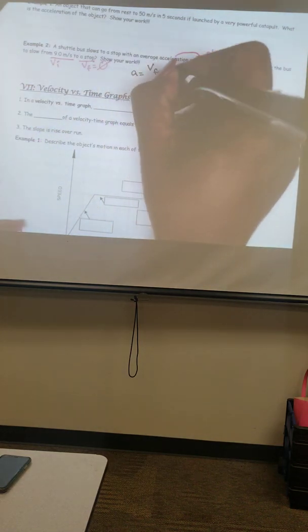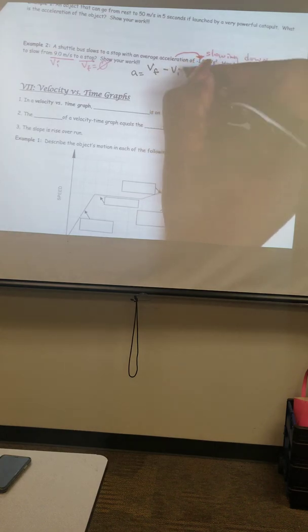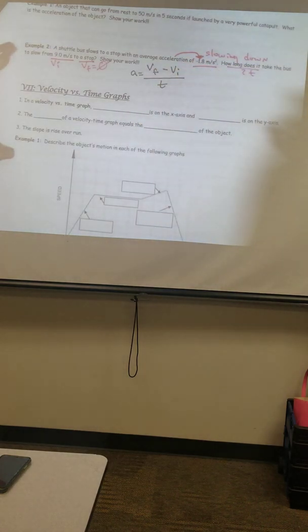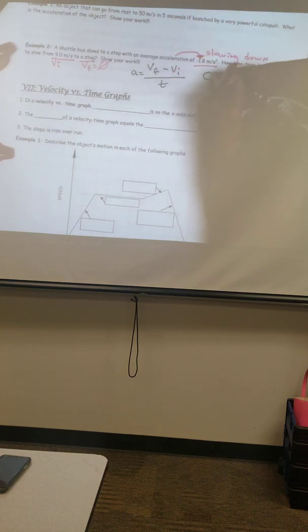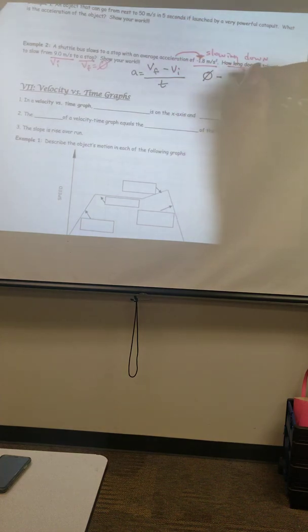Let's go ahead and write acceleration equals final velocity, final first, minus initial velocity over t. My final velocity was 0. She's correct. My initial velocity was 9.